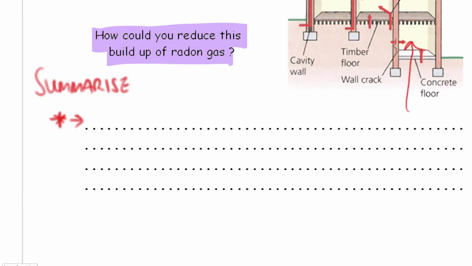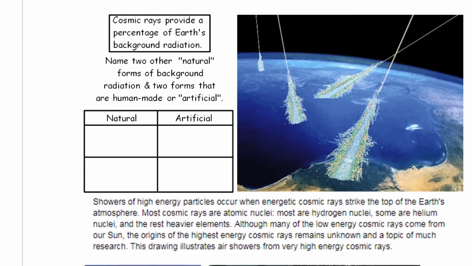Once you've summarised and made your notes on how to protect against radon gas, turn on to page 28, where we're learning about cosmic rays. Cosmic rays come from outside the planet, and you can see these cosmic rays here, look, coming in from outside the planet and zapping the Earth, or irradiating the Earth.